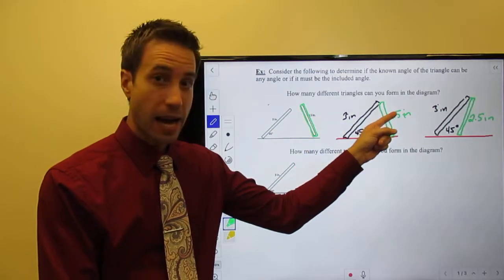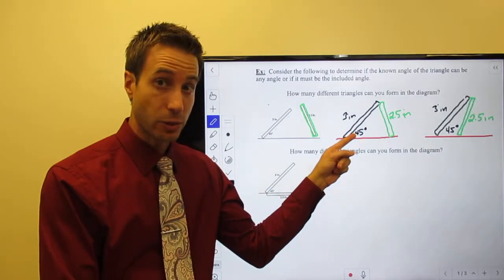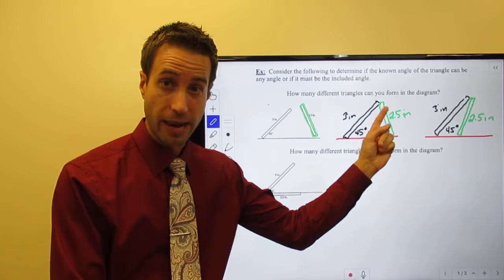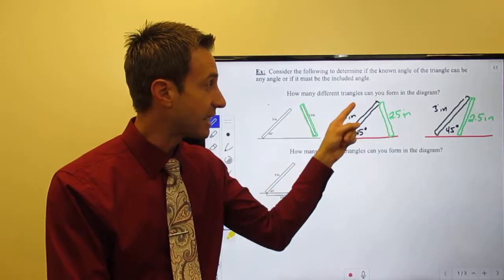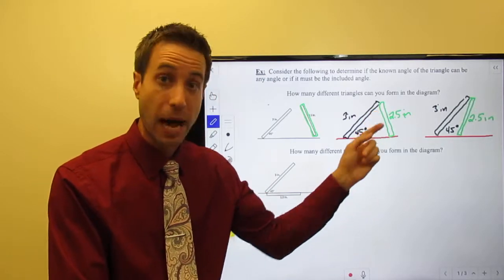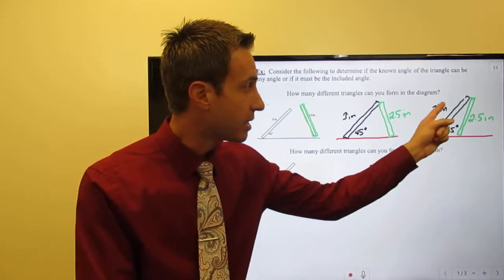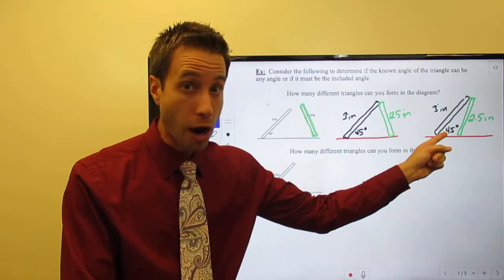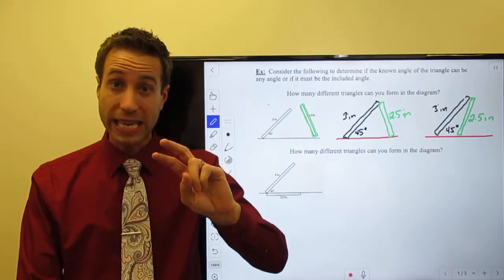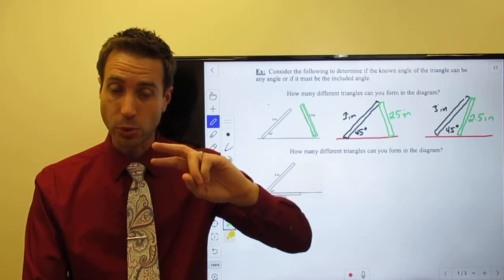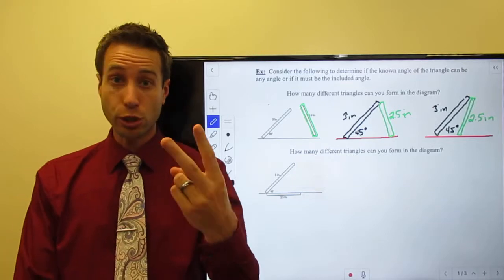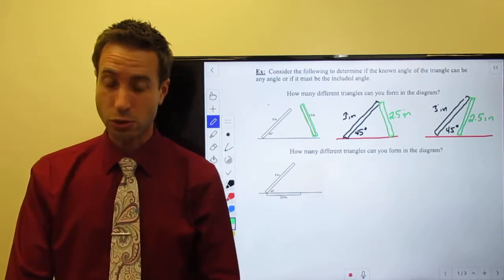Look, side, side. This angle is not included, right? If it were the included angle, it would be this one right here. But it's not. I have side, side, and then an outside angle, an angle that's not between my two sides. Same thing here. Side, side, and a non-included angle. When the angle is not between the two sides, and included means between, I get two different triangles.